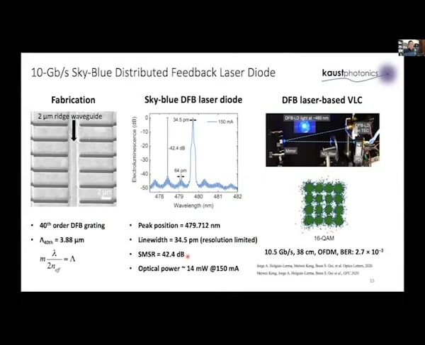The SMSR in this case is fairly good. I think it's among the best ever reported, which is above 40 dB or so. And again, we managed to keep it to about 14 milliwatts with a decent slope efficiency. We measured this in the VLC system, and in 16 QAM, we managed to get 10.5 gigabits per second by using this laser.